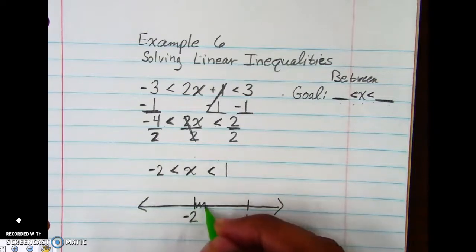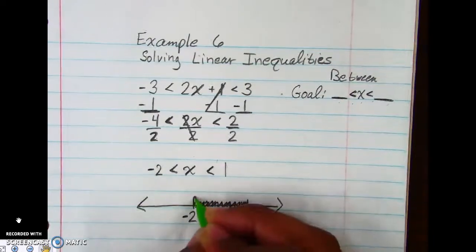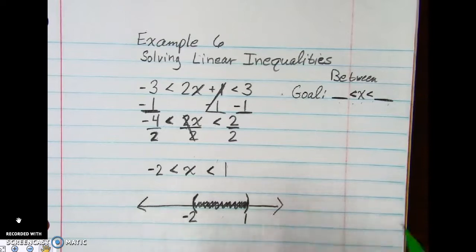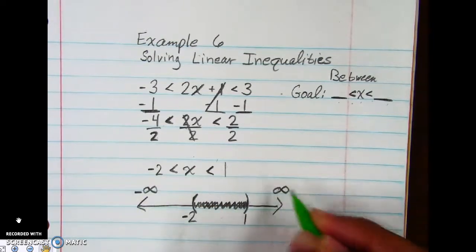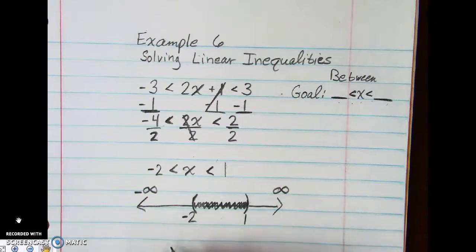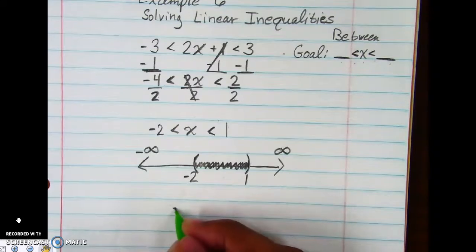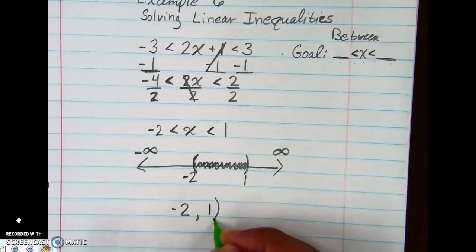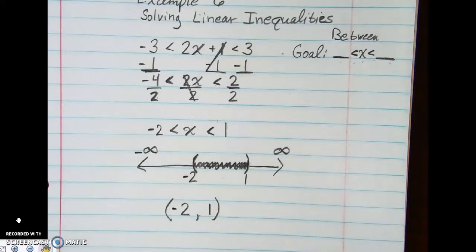Alright, and then again we shade between because x is between two numbers. Parenthesis there, parenthesis there. Put our infinities here, both infinities. And then we just do our interval notation. And here, we know we start with negative 2, we end with 1, and we put parentheses around both of those. And that's it. That's all the examples that we have for this.